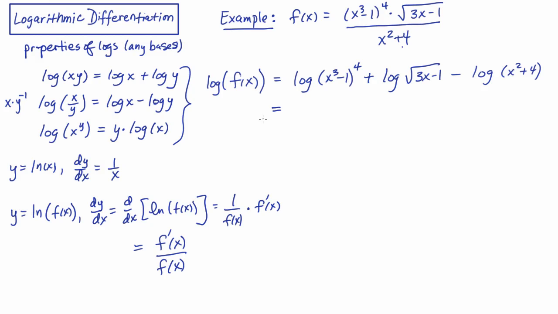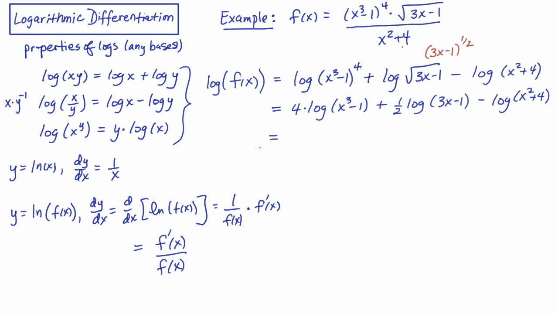If you're specifically looking at this, then what you should be seeing is the first one here, x cubed minus 1 to the 4th. I can apply my power rule to that. That'll make this 4 times the log of x cubed minus 1. Plus, here, recall that the square root of 3x minus 1 is really 3x minus 1 to the 1/2. So that's another power rule. In this case, if I bring the 1/2 down in front, we have 1/2 log of 3x minus 1. And then finally, there's no power here, so I'll just rewrite it as x squared plus 4 inside.